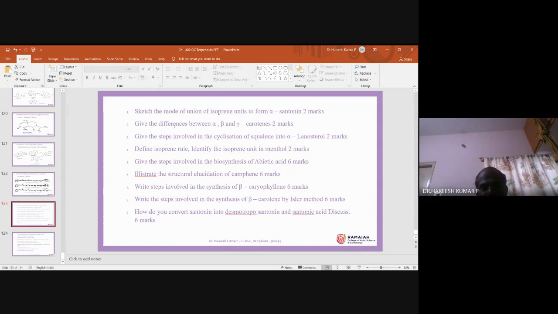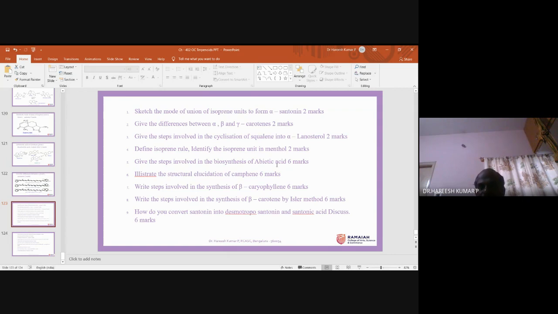Okay, this is over, and cyclization, this is also over. So define isoprene rule, identify the isoprene unit in menthol. What you need to do: defining the isoprene rule means you have to say that all naturally occurring terpenoids on heating give isoprene units. That is the isoprene rule, and you have to write the structure of menthol.